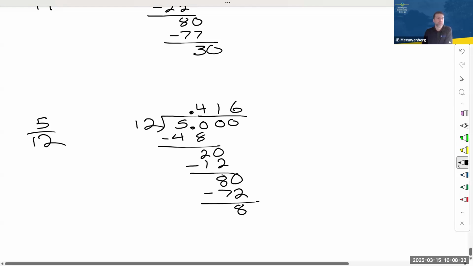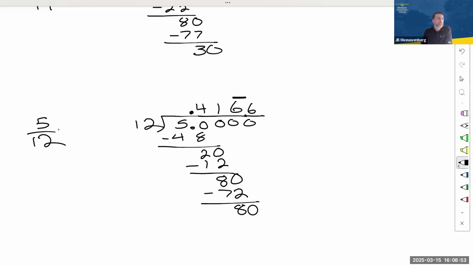Subtract to get 8. Ooh, we just had an 8 in our last step. If I add another 0 and drop it down, 12 goes into 80 6 times again. There's our repeating digit. So what do you do here? The 4 and the 1 are not going to repeat. It doesn't start repeating until it gets to the 6. So we say that 5/12ths is 0.41, and the 6 gets the repeating bar. 6 is the repetend. You can have part of your decimal not repeat, and the other part does. So this one doesn't actually start repeating until it gets to the thousandths digit.